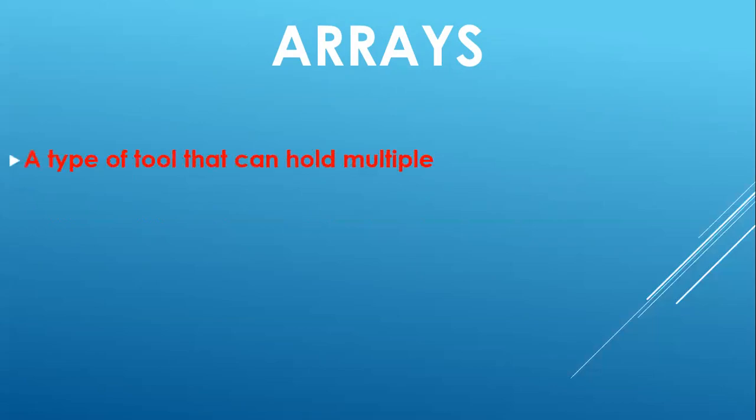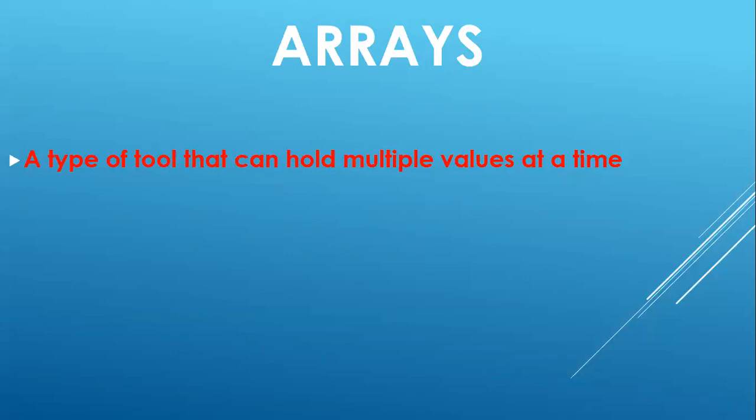But if we talk about arrays, basically we can consider it as a tool, a memory location, an important part of our program, and it can hold multiple values. Multiple values means more than one. It might be 2, 3, 4, 4,000, 5 lakhs, 6 millions, 7 billions, whatever the requirement is.